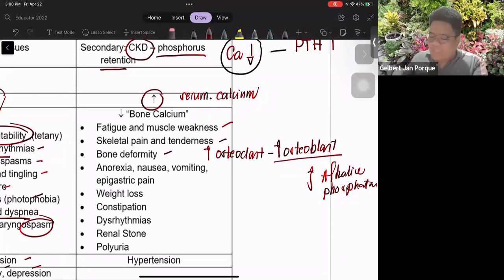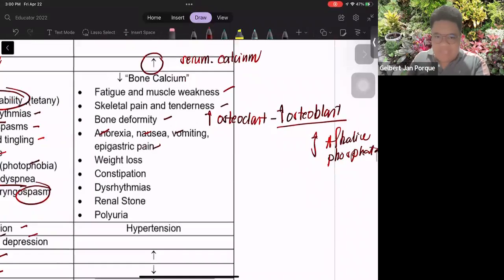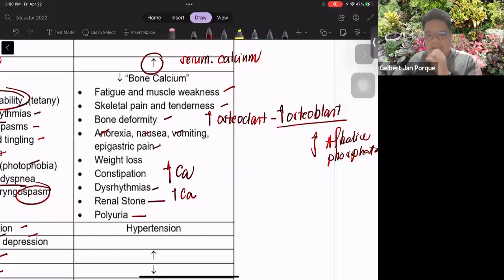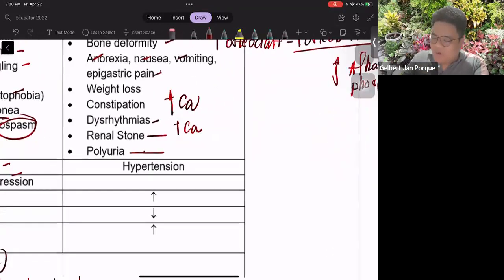Now look at that, anorexia, nausea, vomiting, which are all caused by your hypercalcemia, along with weight loss, constipation, dysrhythmias, still because of your increased calcium. Renal stones are because of increased calcium also. Polyuria is because of the attempt of the kidney to excrete the excess calcium. Because of that, your patient may also be at more risk of dehydration.